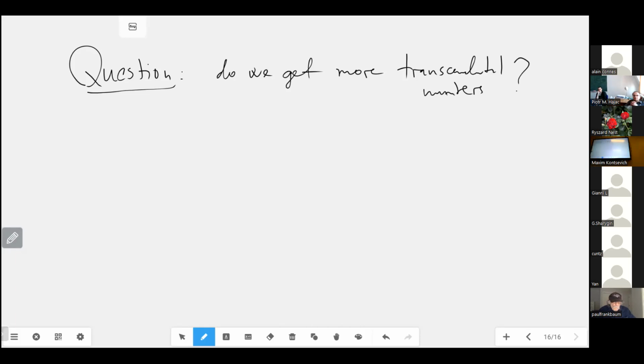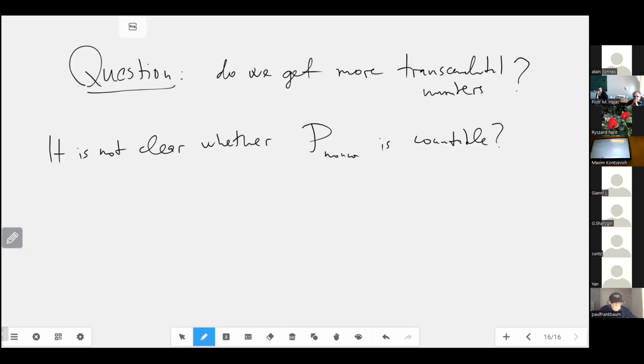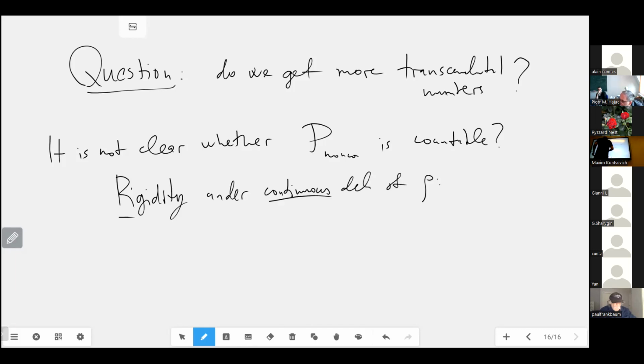In fact, there is something which is not totally clear to me: whether this algebra of non-commutative periods is countable. There are some good arguments to believe that it's countable because we have rigidity. If you deform your cycle of integration in a continuous way in usual geometry and integrate a closed form, you get the same number. Under continuous deformations of representation, though, it's not really clear to me that you get countably many connected components.